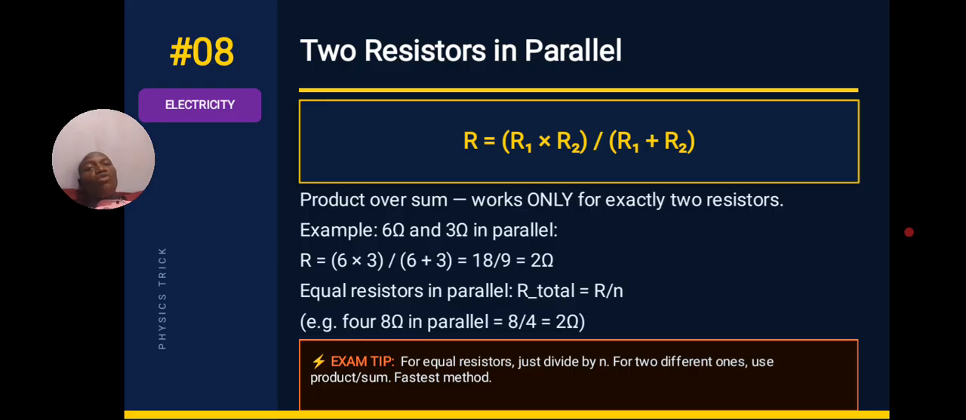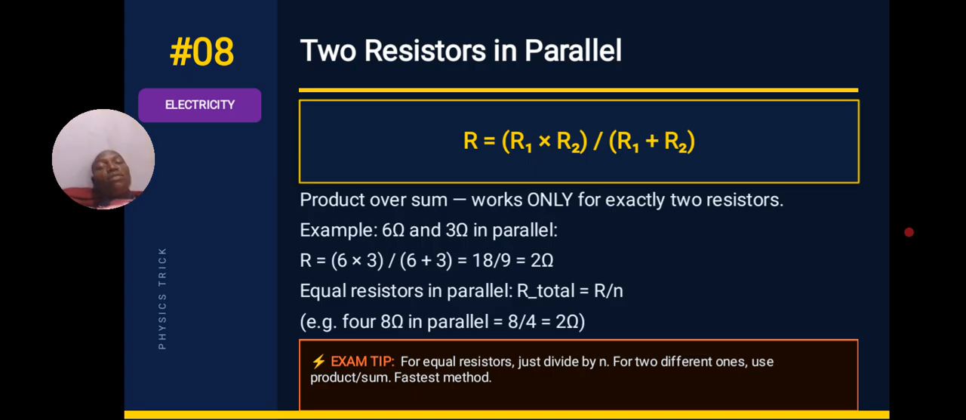Okay, we say goodbye to waves and come to resistors in parallel. We are also going to look at resistors in series. Now, this is the formula to calculate the total resistance for resistors in parallel. R is equal to R1 times R2 all over R1 plus R2. Write this formula out now.